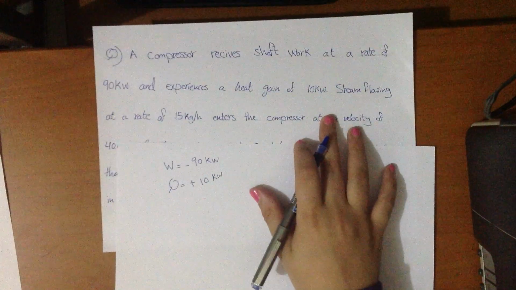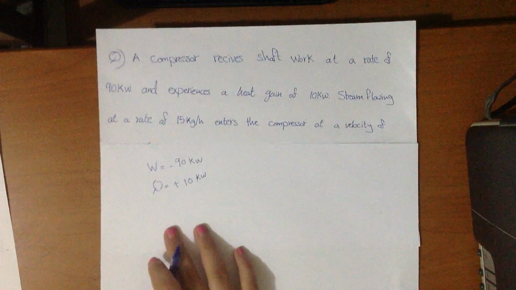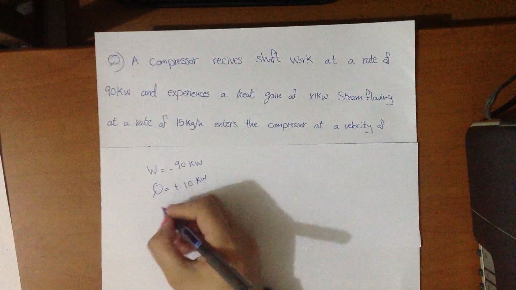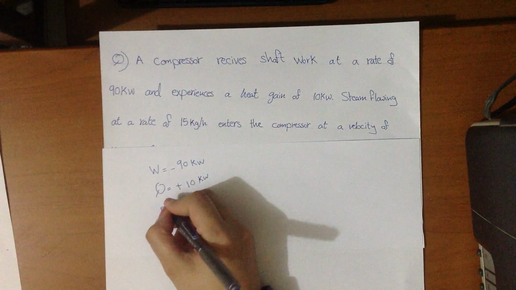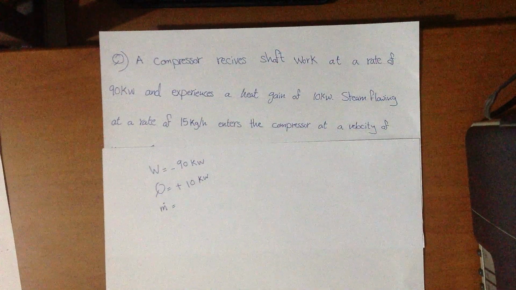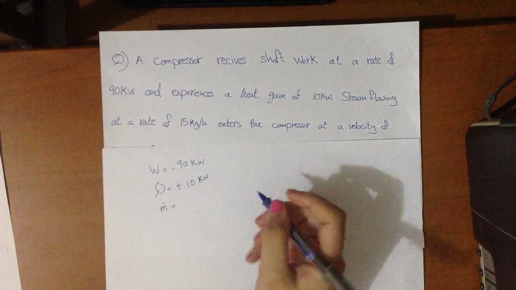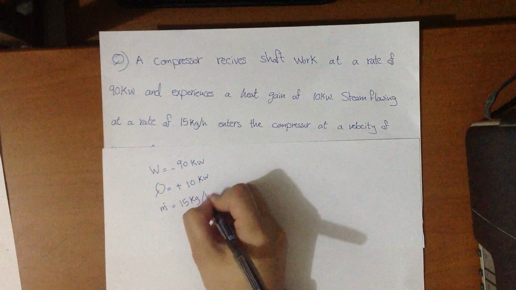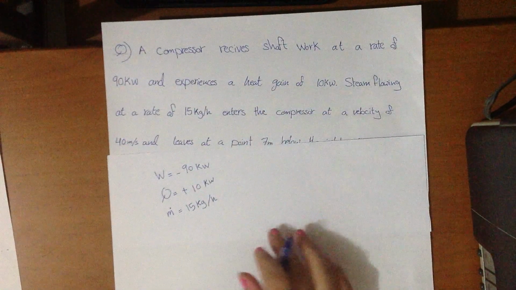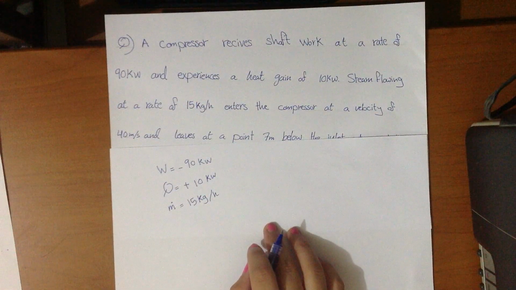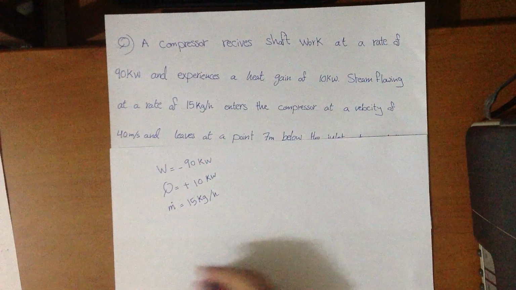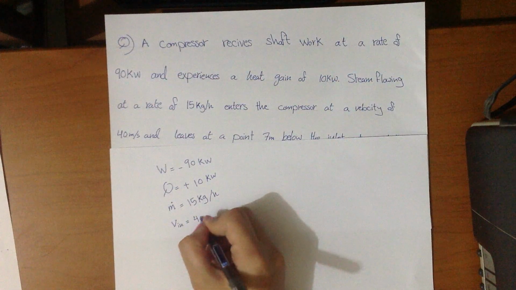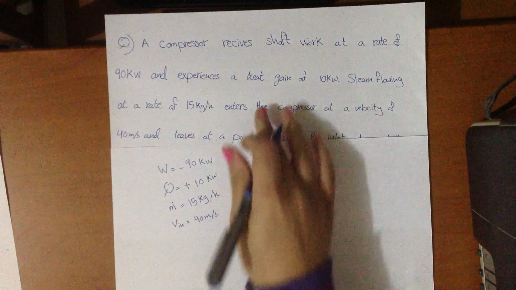Steam flowing at a rate of 15 kilogram per hour. So the steam flowing at this rate means that the mass flow rate for the steam is 15 kilogram per hour. It enters the compressor at a velocity of 40 meter per second. So the inlet velocity was 40 meter per second.